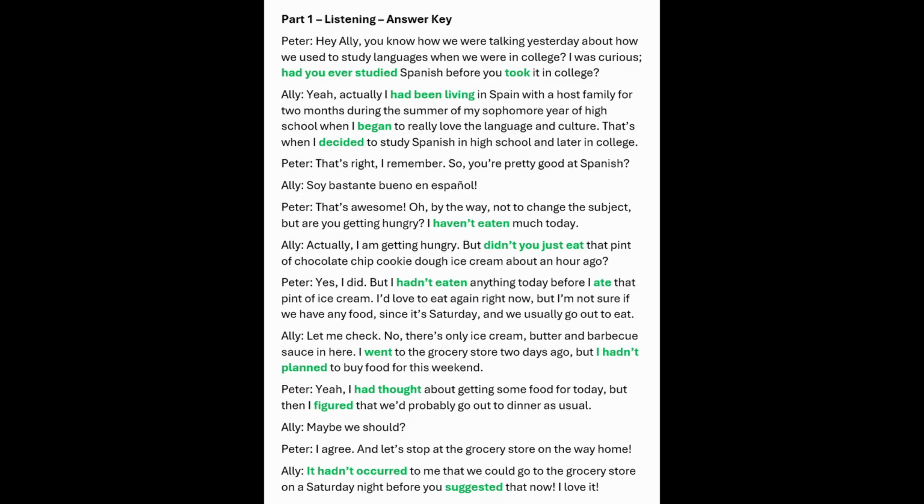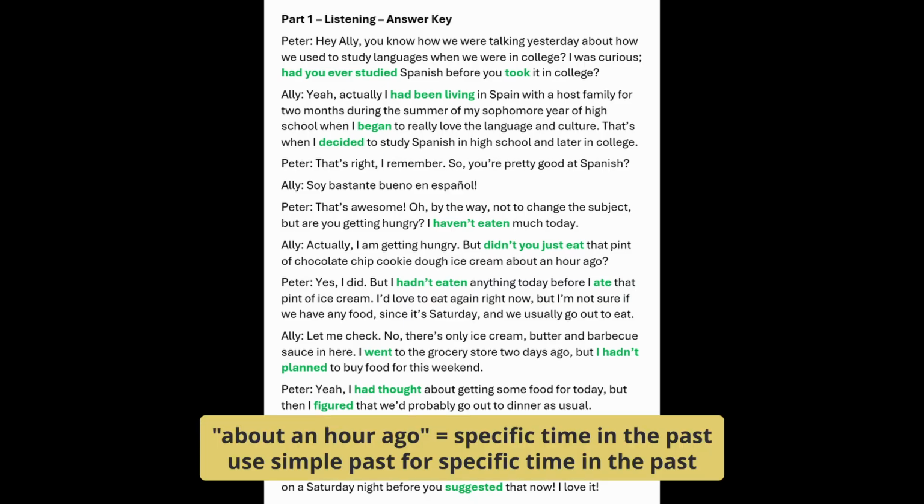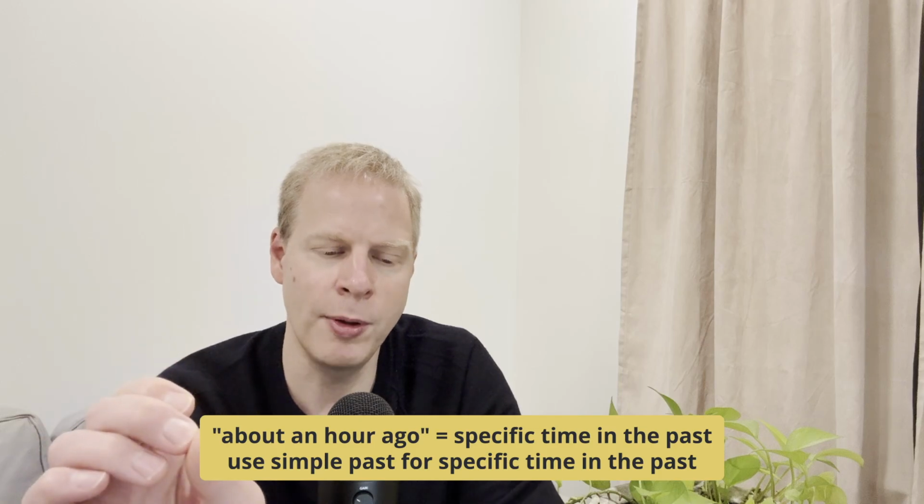Allie says, "Actually, I am getting hungry. But didn't you," here's a simple past question, one action, so simple past, "didn't you just eat that pint of chocolate chip cookie dough ice cream about an hour ago?" That's a complete finished action. It's one action, so we want to use the simple past, okay? "Yes, I did," all right?